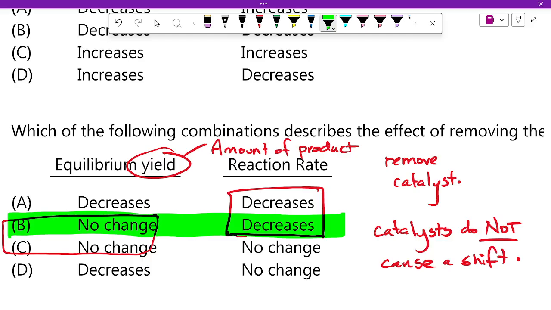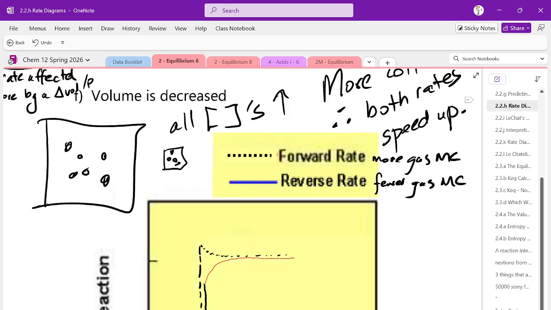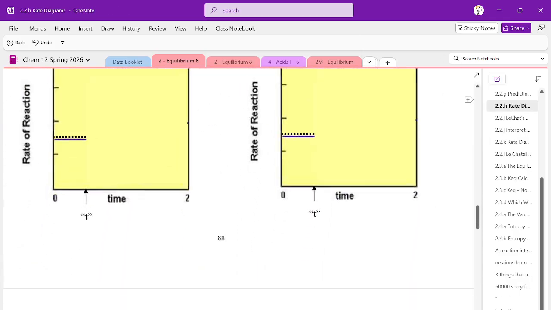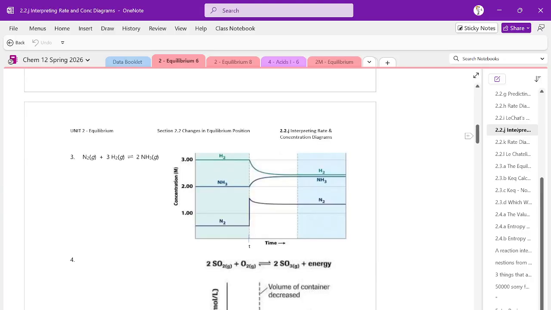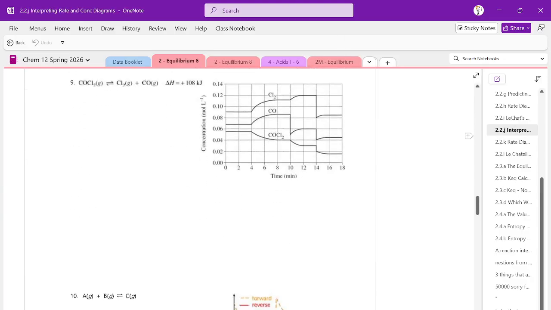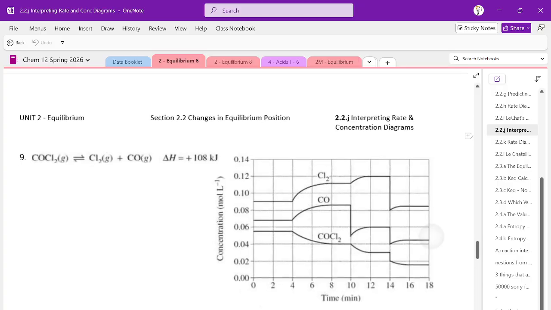Anything else? Yes. Number 9 on page 75. Okay. So this is a crazy little thing here. What we see is that we're going to interpret this diagram here. This is page 75.